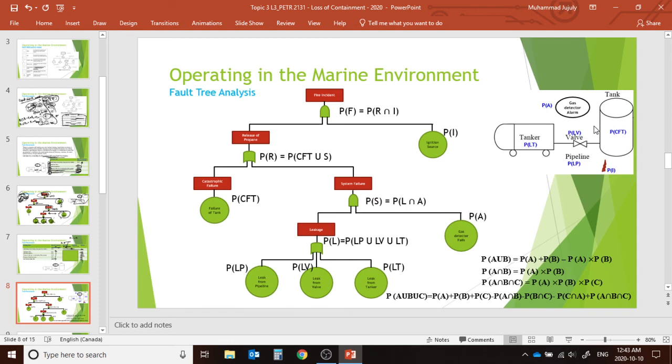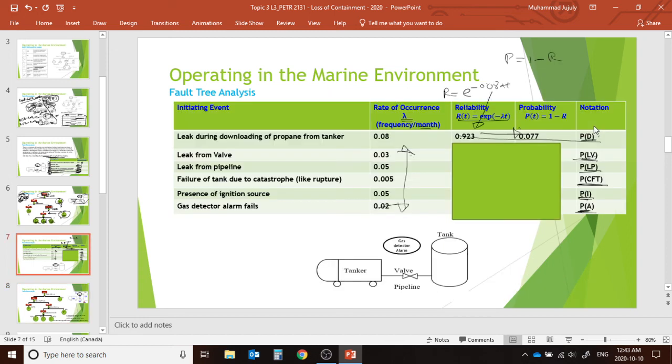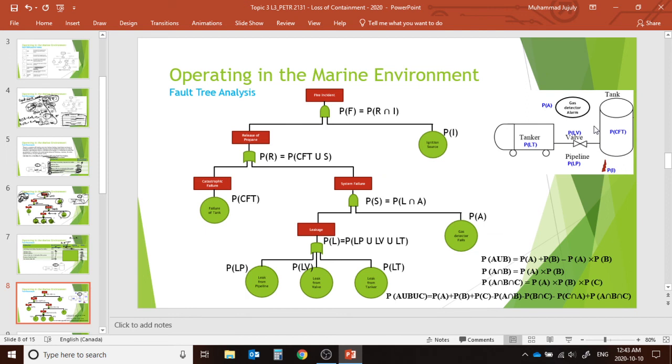Now, how can we calculate this? First, we have these three pieces of information, PLP we got from here, LV the same, LT, and then we have this OR gate. So the probability of leakage due to pipeline, valve, and the tanker is this. How can we calculate this? Probability of A union B union C is equal to probability of A plus probability of B plus probability of C minus probability of A intersection B, probability of B intersection C, probability of C intersection A, plus probability of A intersection B intersection C.